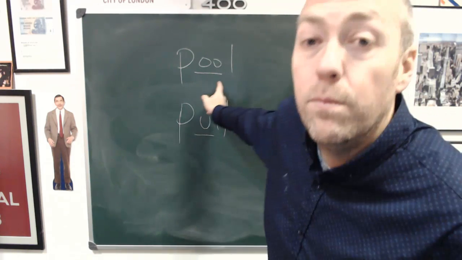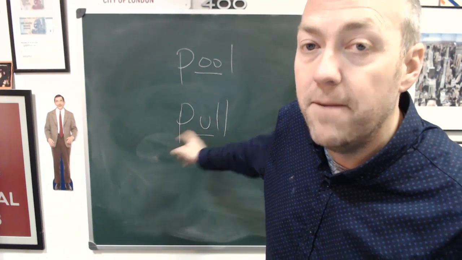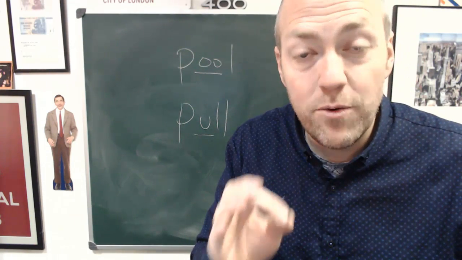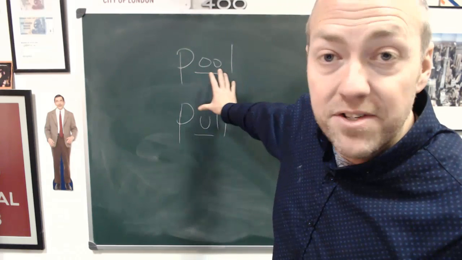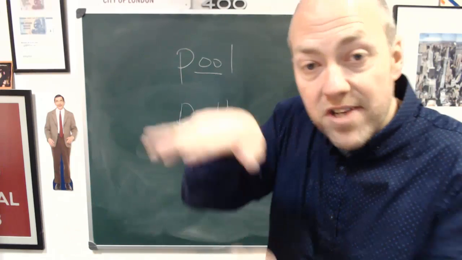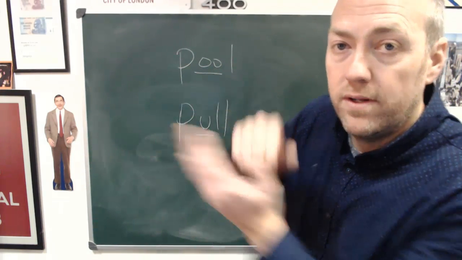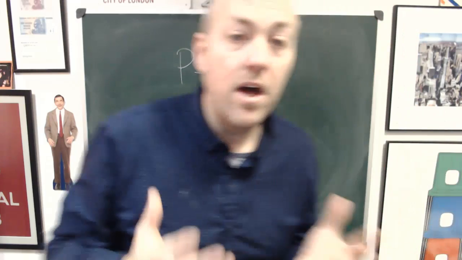So, pool. Pool. Okay? The mouth position is very, very similar. The sound at the beginning is the same. The difference is the tongue. Here, the tongue is moving back. Pool. Okay? Hopefully that helps to explain the difference for you. Please tell me if you would like me to explain some more.